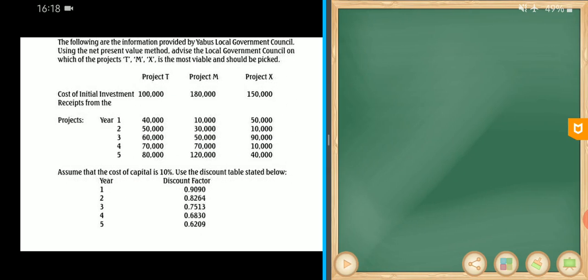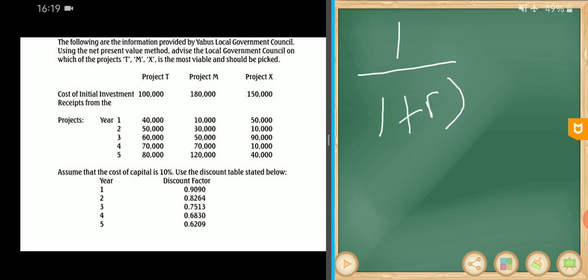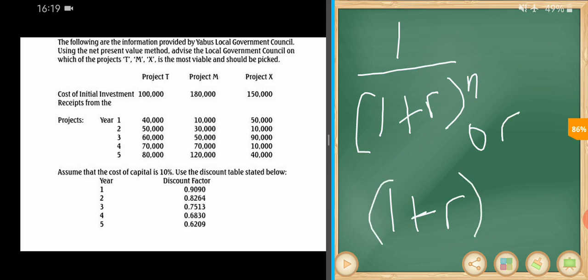In this question, they're giving us the discounted value, which is for year 1 0.9090, year 2 0.8264. But in a question where you are not given the discount factor, as long as you are given the cost of capital, which is 10%, there's a formula you can use to get these figures. Our formula is simply 1 over (1 plus r) raised to power n, or (1 plus r) raised to power minus n, whichever you think is easy for you.